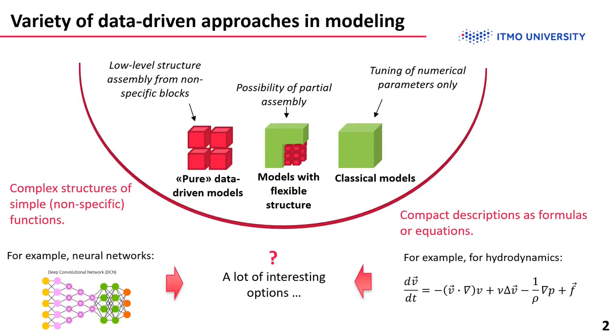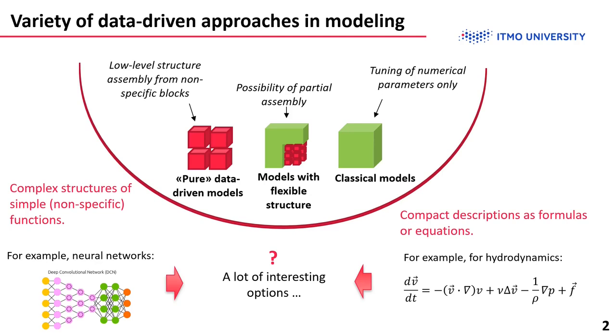Data-driven models can be classified depending on their structure. On the one hand, there are classical models that have a rigid structure. Usually, they are expressed in the form of compact simple expressions, functions, or equations. For example, the equation for a hydrodynamic model is presented on the slide. On the other hand, there are so-called pure data-driven models that have a soft structure identified by data. Such models are usually built from a large number of low-level non-specific blocks connected together, allowing them to approximate different complex functions. One example of such a universal approximator is a neural network.